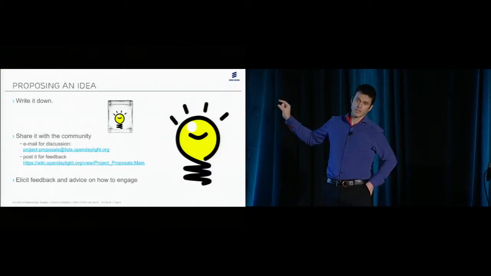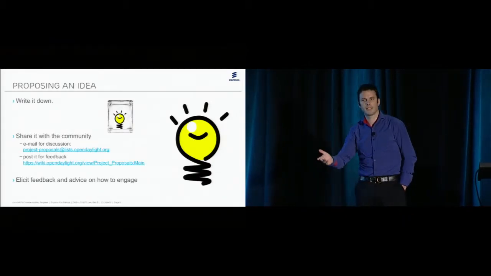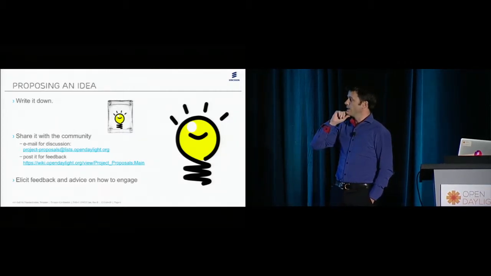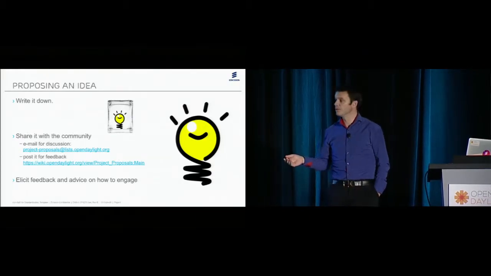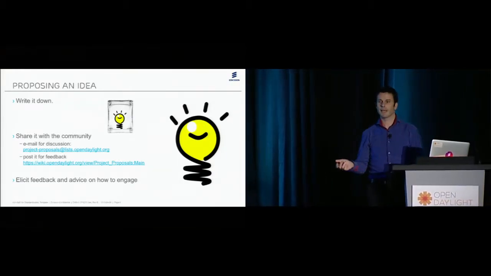The wiki has a special area where you can put a good description, you can show architecture, you can show ideas and concepts. You can even put source code up for review in the wiki site, so the community gets a very good and clear understanding of what it is that you want to do. And then you elicit feedback and advice on how to engage.